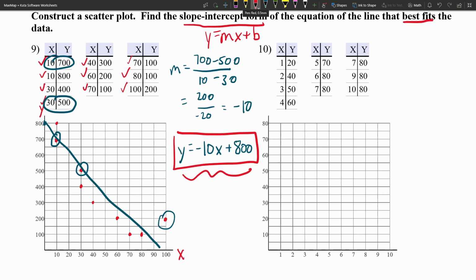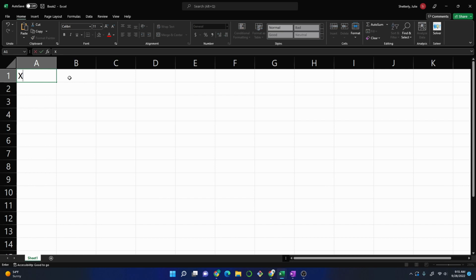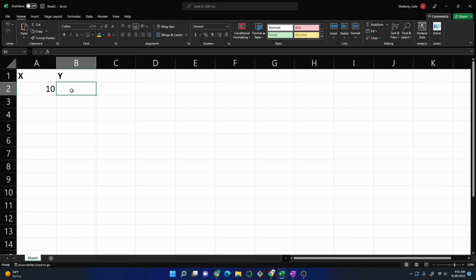Now the other and more accurate way to do this is to use technology. So let's jump over to Excel. So here I am in a blank Excel file. I'm going to write my X column and my Y column. These are my 2 different values. Now for X, our first data point was 10, 700.